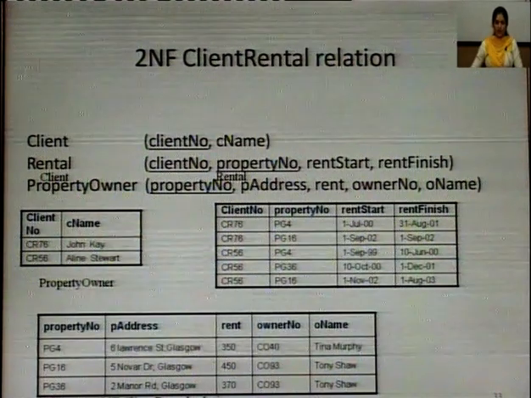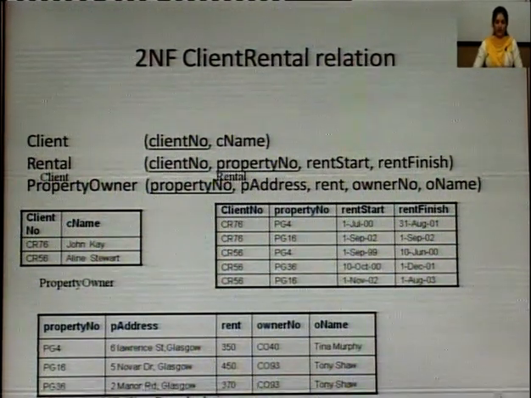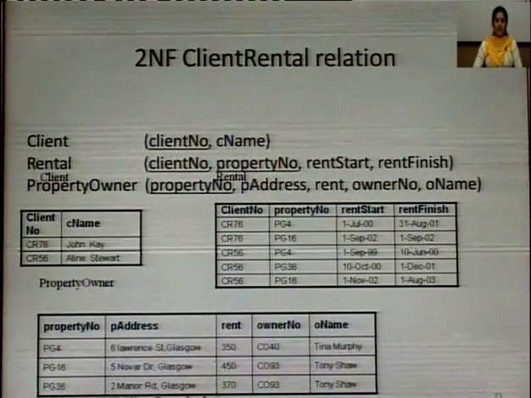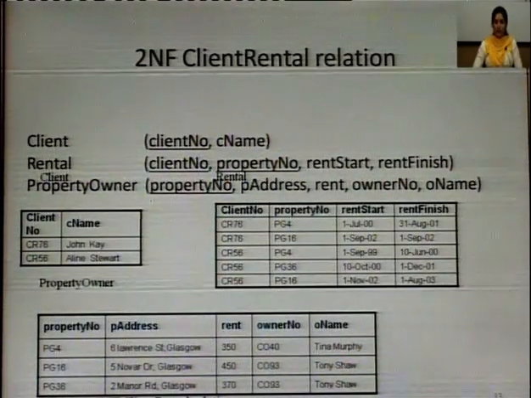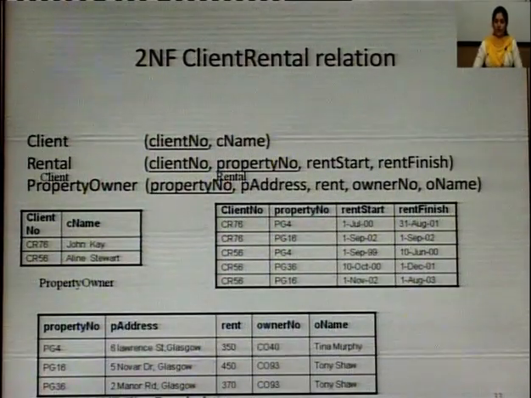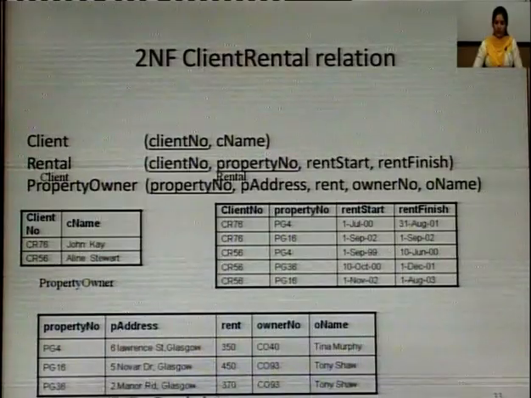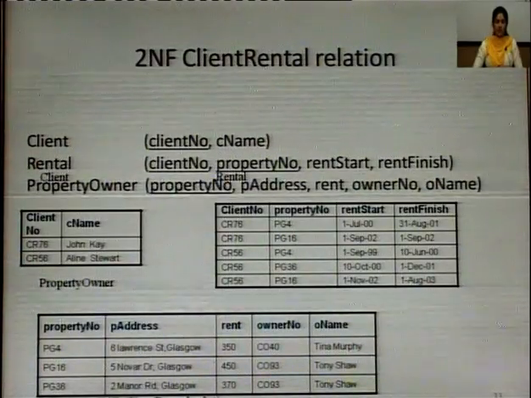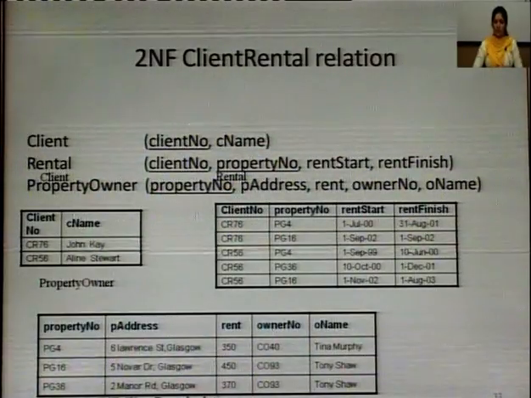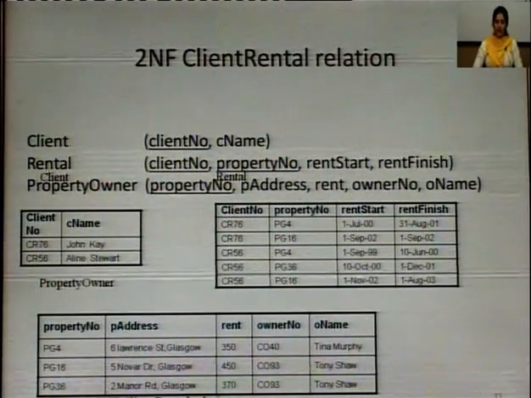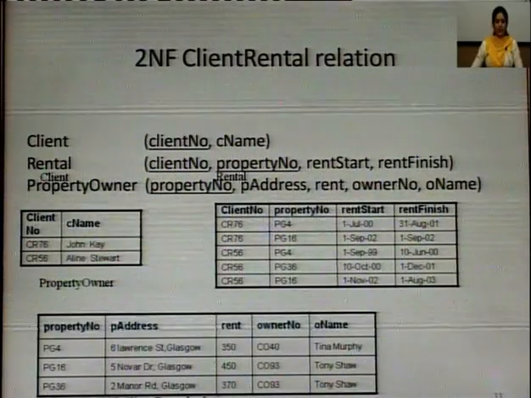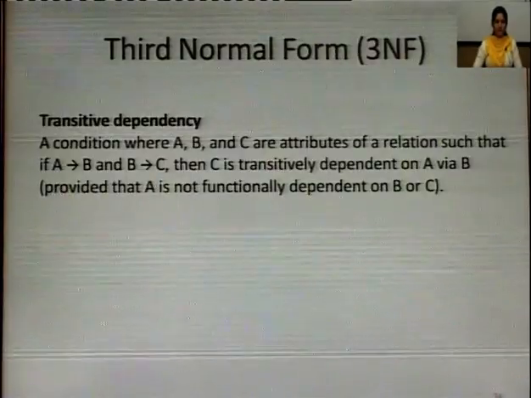One is client, which will store the information of client number and client name. Then we will have a table named rental, which will store the client number, property number, when the rent started and when the rent will finish. After that, the property owner table will store the property number, property address, rent, owner number and owner name. So we have three relations basically.